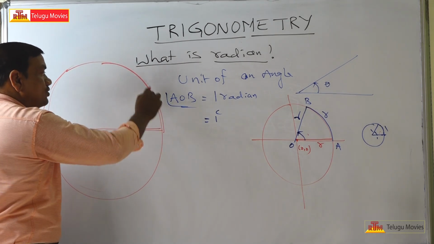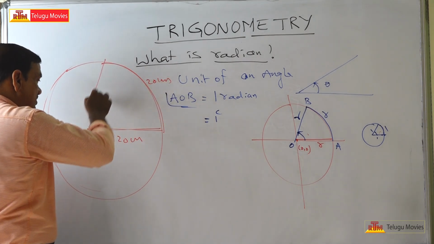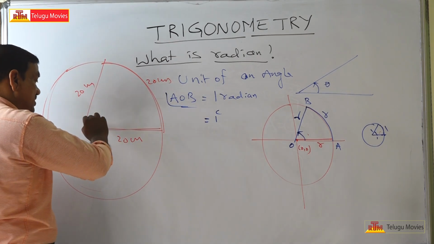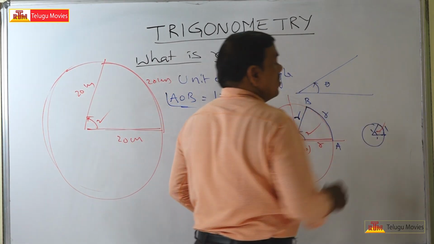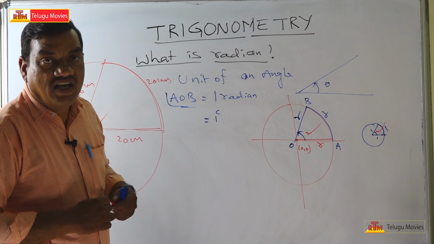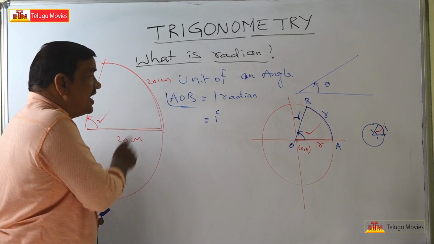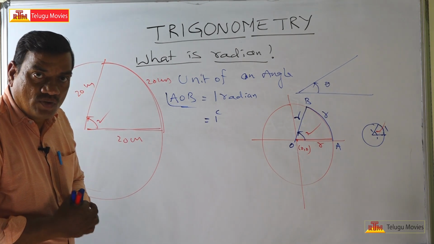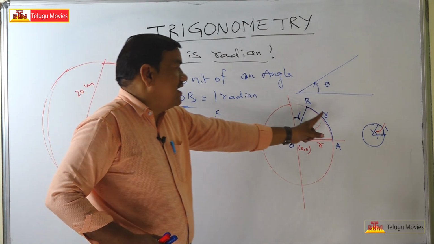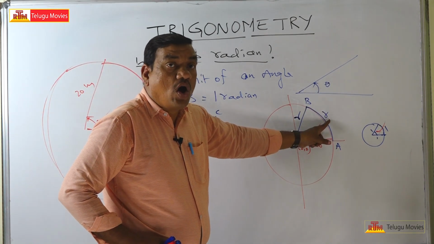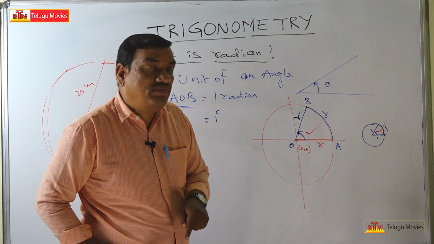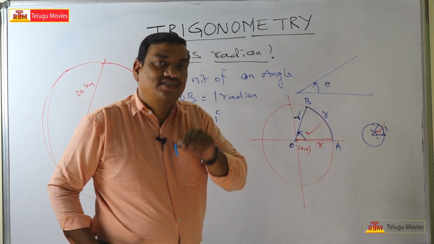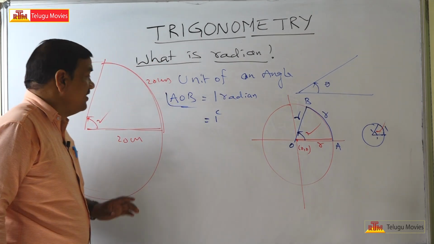This length is also 20 centimeters. This length is also 20 centimeters. Then also this angle, this angle, this angle, all the three angles are equal. Therefore, radian is an angle formed by an arc of length equal to the radius of the circle at its center. So, what is the definition of radian?